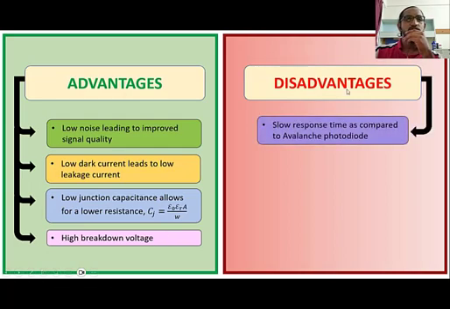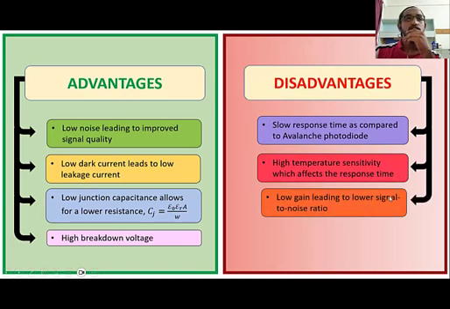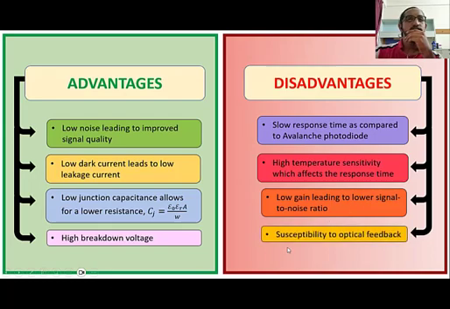The disadvantages are as follows. Slow response time due to delay in overall response caused by the slow diffusion process in photodiodes. Next is high temperature sensitivity, which causes the performance of PIN photodiode to be affected by change in temperature. Thirdly, the PIN photodiode does not have an internal gain, resulting in low signal to noise ratio, as there is no signal amplification within the photodiode. Lastly, PIN photodiodes are sensitive to optical feedback, where the incident light is coupled back into the photodiode, which causes fluctuations in the detected signal.